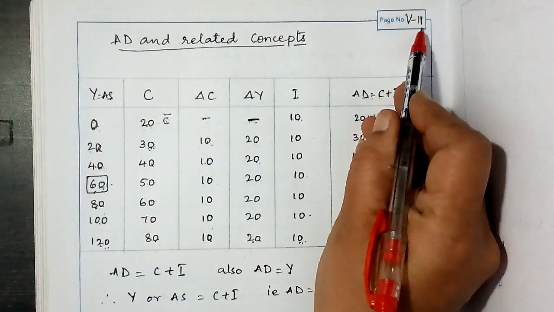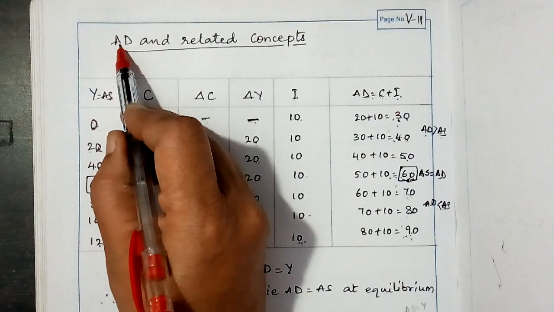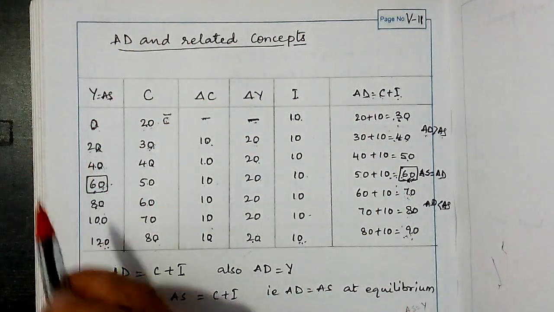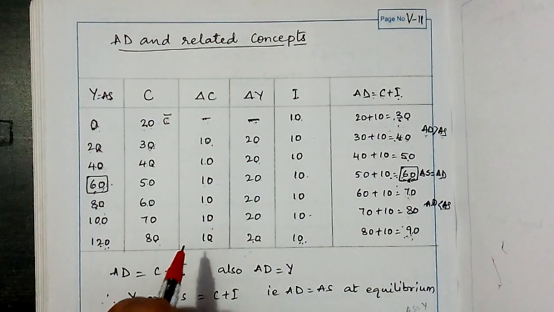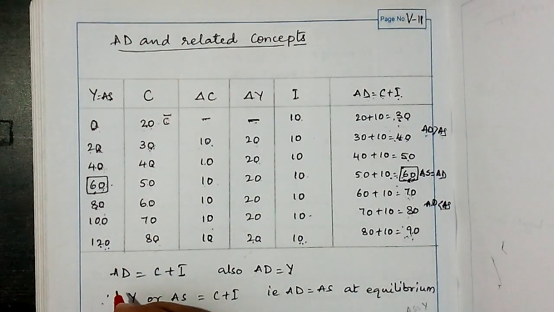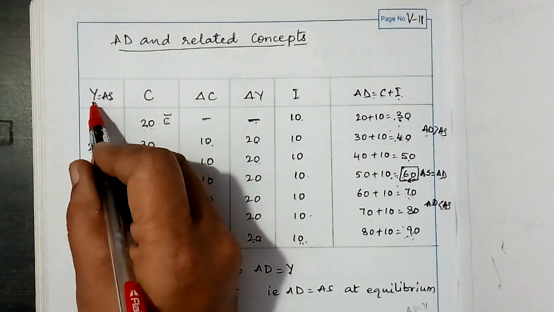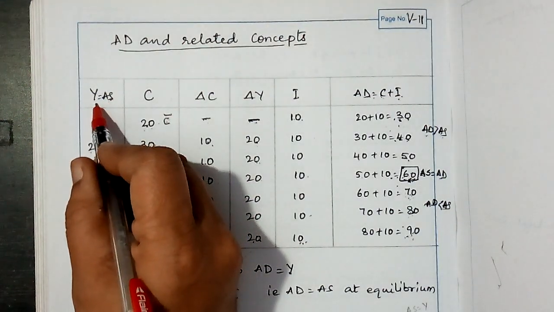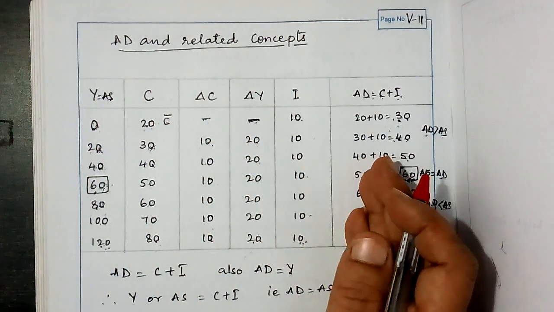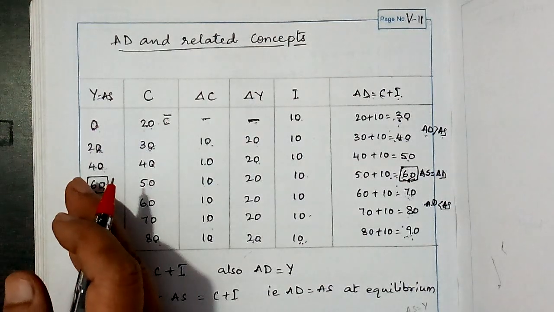In this video number 11, we will learn aggregate demand and related concepts through the AD schedule. In the previous video, we learned aggregate demand to be the sum of consumption expenditure and investment expenditure in a two-sector economy. And we learned that the aggregate supply is nothing but national income. At equilibrium, we also learned that aggregate demand should be equal to aggregate supply.